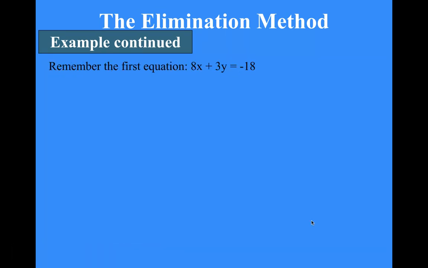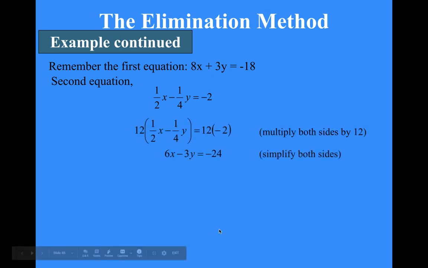Let's look at the second equation. Remember, the first equation is 8x plus 3y equals negative 18 now, after we manipulated that equation. Second equation, which was 1/2 x minus 1/4 y equals negative 2, we decided that we were going to multiply all this by 12 again. So we're going to do that. Half of 12 is 6, so we get 6x.